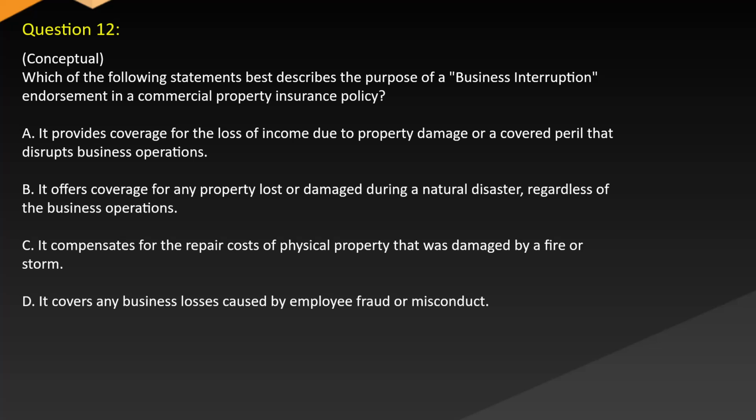Question 12. Conceptual. Which of the following statements best describes the purpose of a business interruption endorsement in a commercial property insurance policy? A. It provides coverage for the loss of income due to property damage or a covered peril that disrupts business operations. B. It offers coverage for any property lost or damaged during a natural disaster regardless of the business operations. C. It compensates for the repair costs of physical property that was damaged by a fire or storm. D. It covers any business losses caused by employee fraud or misconduct.